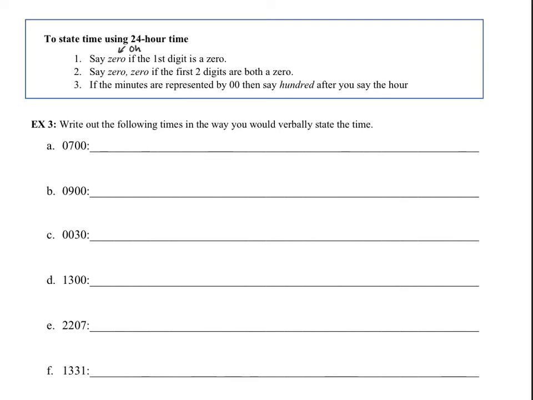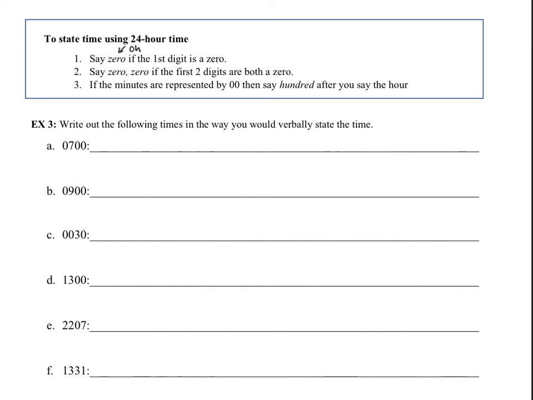And then step 2, you're going to say 00 if the first 2 digits are both a 0. And step 3, if the minutes are represented by 00, then say 100 after you say the hour. Alright, so go ahead and see if you can write out how we would say these hours in English, and check back in with me.